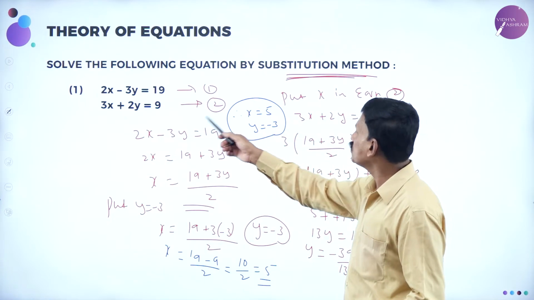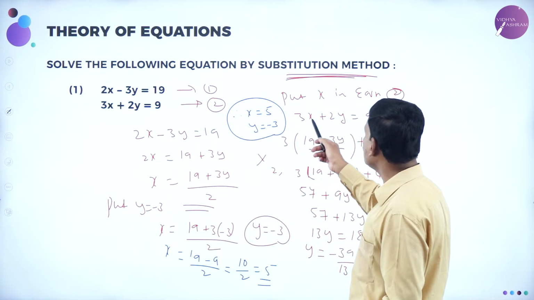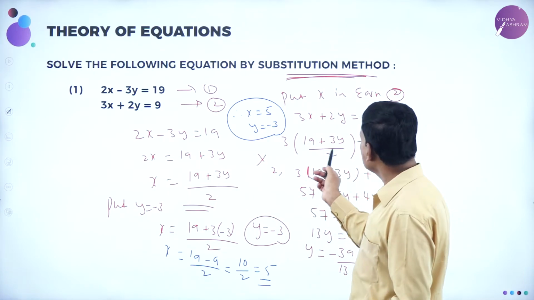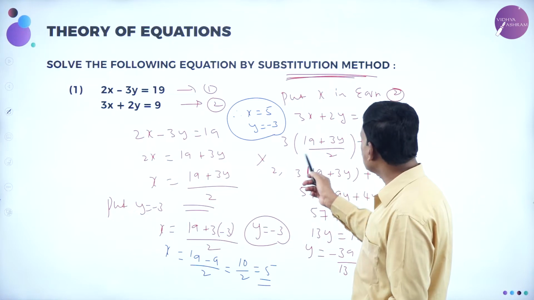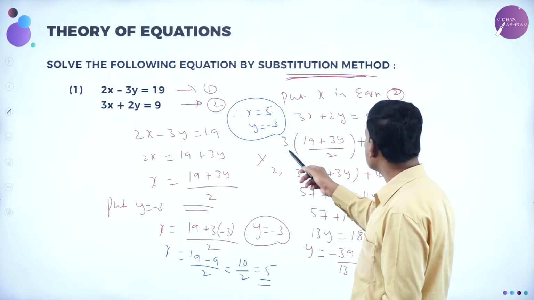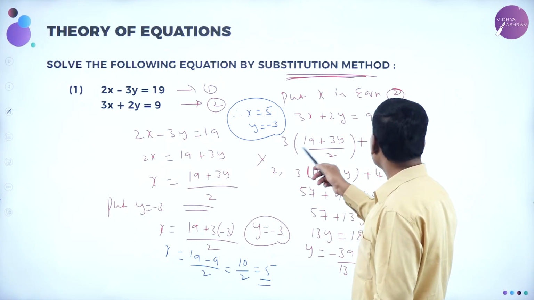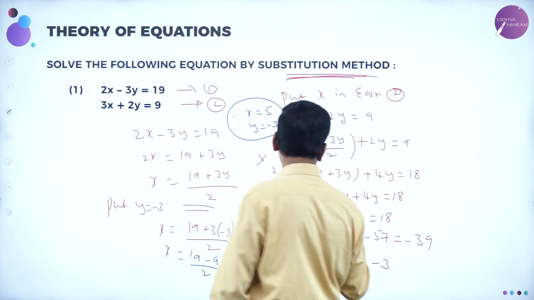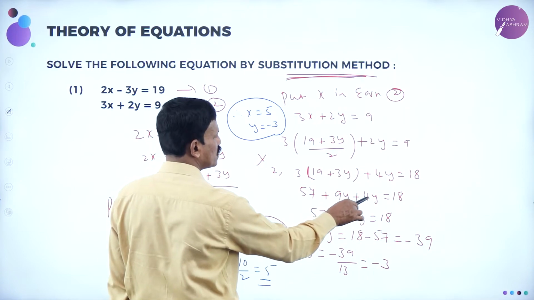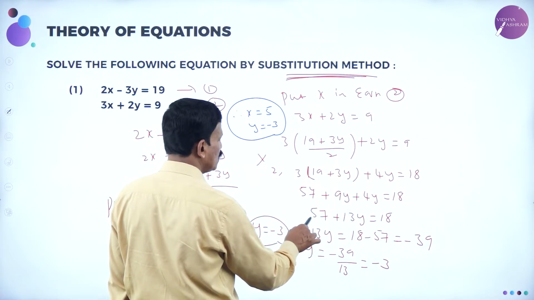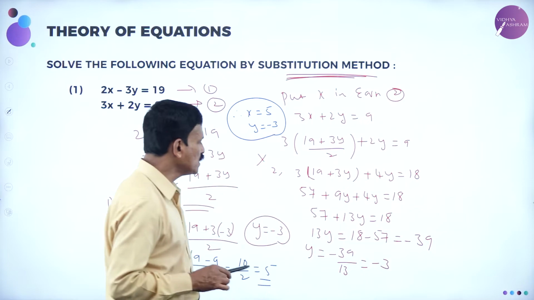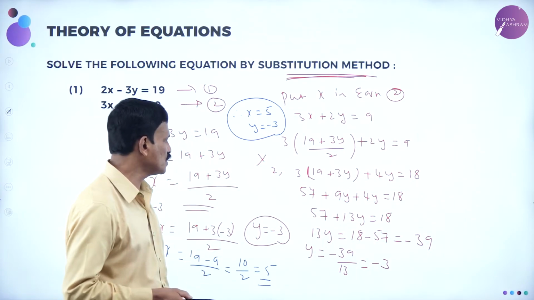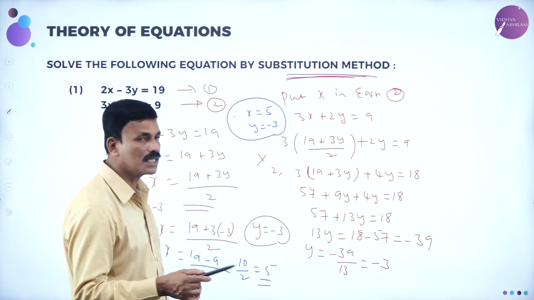So what is equation number 2? 3x plus 2y is equal to 9. 3 into (19 plus 3y) divided by 2, plus 2y is equal to 9. Just multiply by 2. 2 gets cancelled. 19 into 3 is 57. 3 3s are 9y plus 2 2s are 4y is equal to 9 into 2 is 18. So 57 plus 9y plus 4y is 13y. 57 plus 13y is equal to 18. 13y is equal to 18 minus 57, which is minus 39. Therefore, y is equal to minus 39 by 13, which is minus 3.